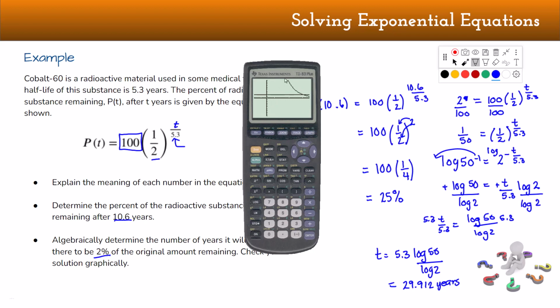And here we go. So this one here is that exponential equation, and then this is our line of P of t equals 2. And we're going to find that intersection: second trace, 5, yes, yes, yes. And sure enough, we also get 29.912.